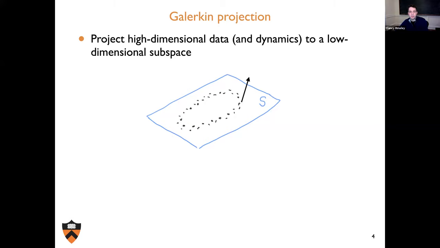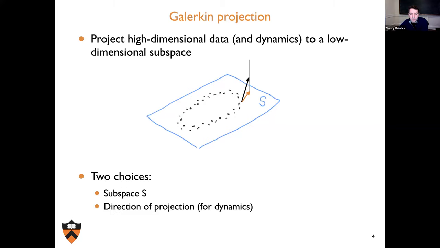Okay, so how would you project the dynamics? If you take one of these points, dynamics give you a direction in which that point should move. Well, that direction might not be in the plane, in the subspace. So all you do with Galerkin projection is you just project that vector onto the subspace, very simple. But the point I want to make here is actually there's really two choices that are going on when you do this. The first is, of course, the subspace S, the blue plane. You need to decide what subspace you're going to project onto. But the second is that gray line, the direction of projection.